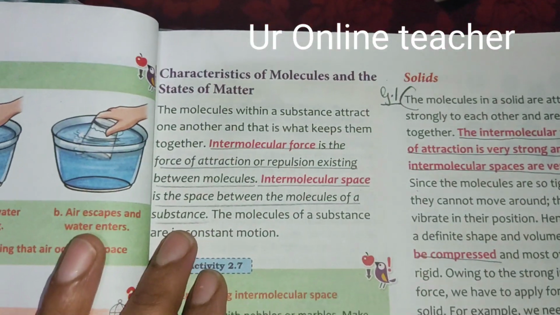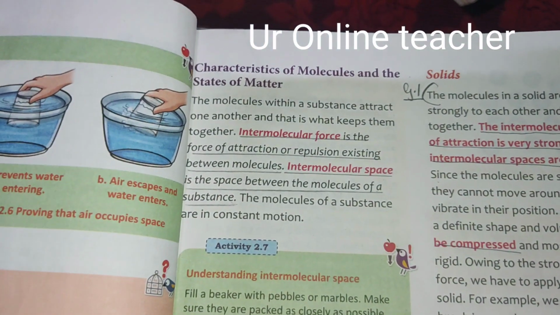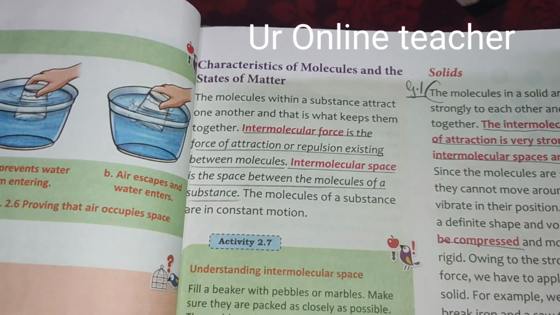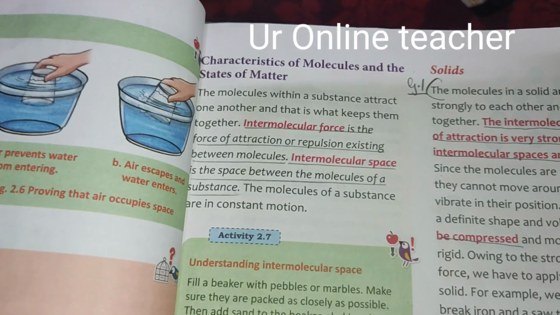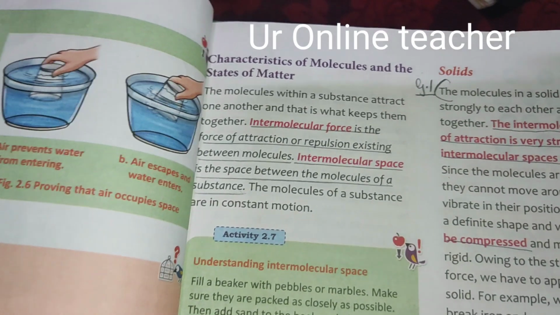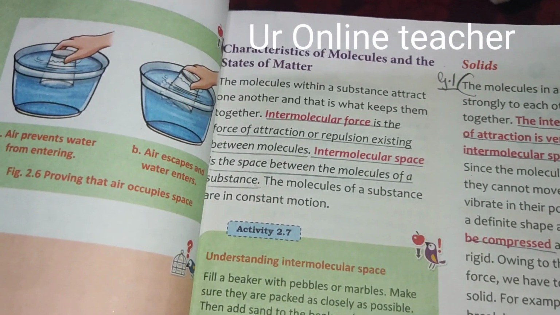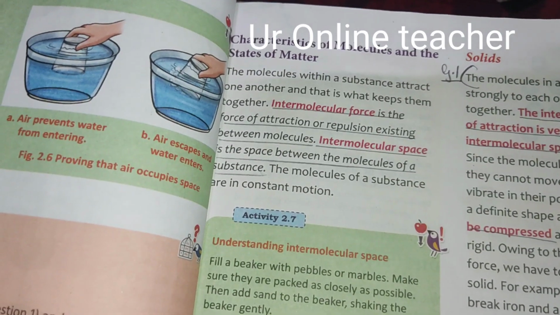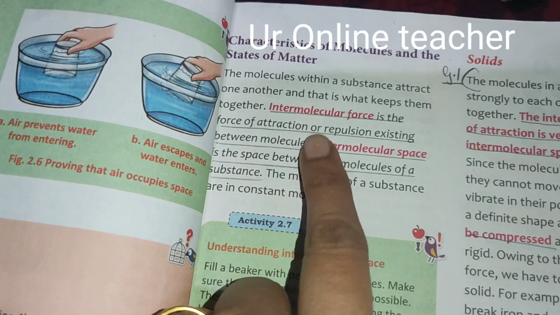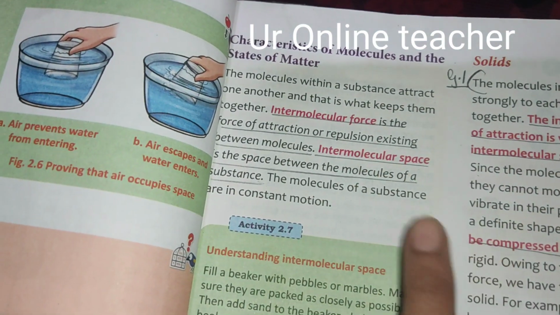Then, what are the characteristics of molecules and states of matter? Let's see. The molecules within a substance attract one another. Each molecule attracts another molecule, and there is an intermolecular force of attraction or repulsion between these molecules. These molecules may attract each other or repel each other. The molecules also have a distance between them, and that distance is nothing but intermolecular space. The space between the molecules is intermolecular space.